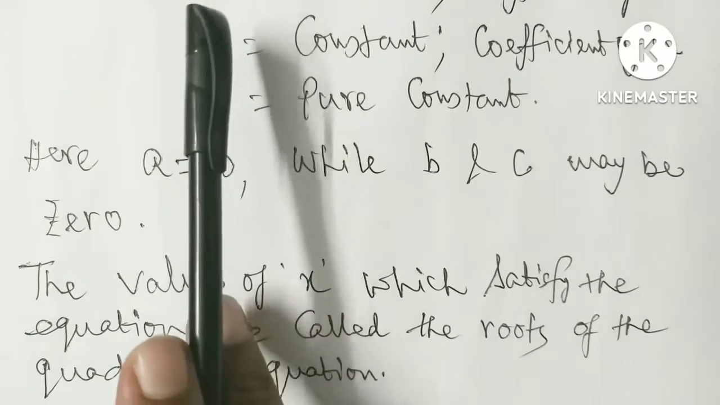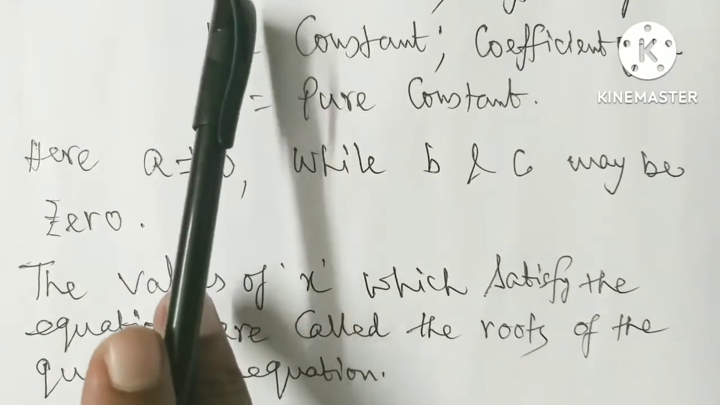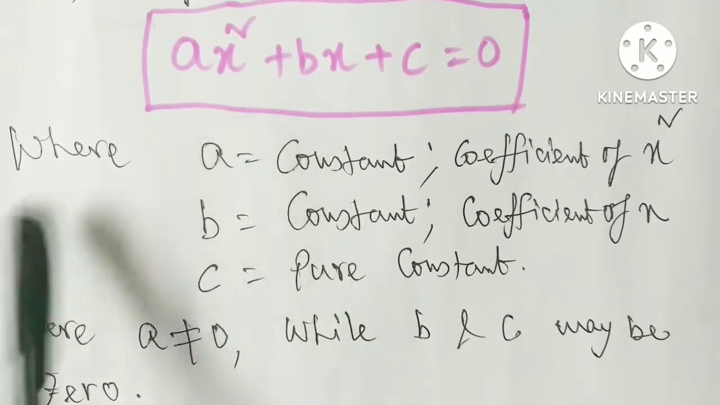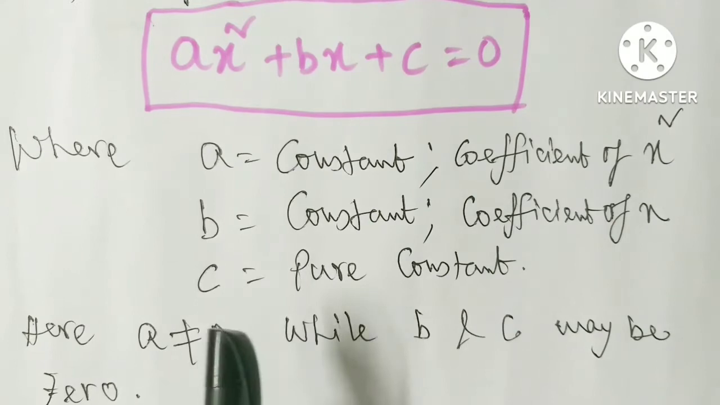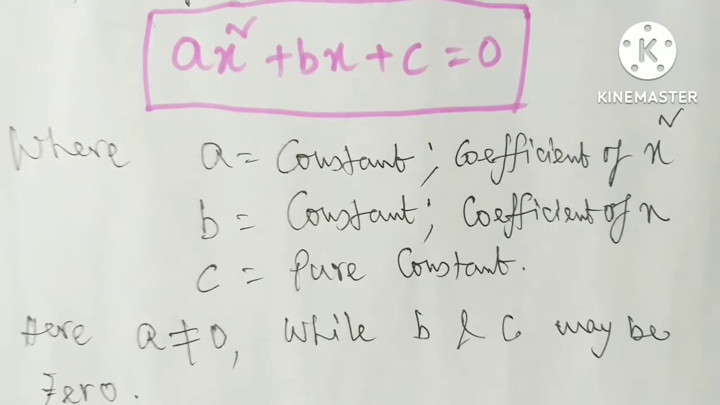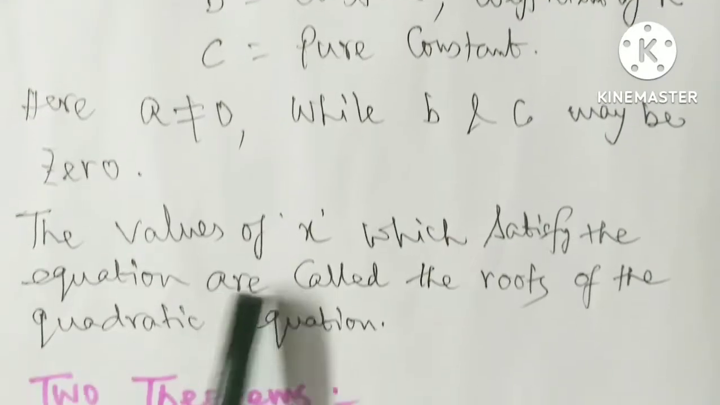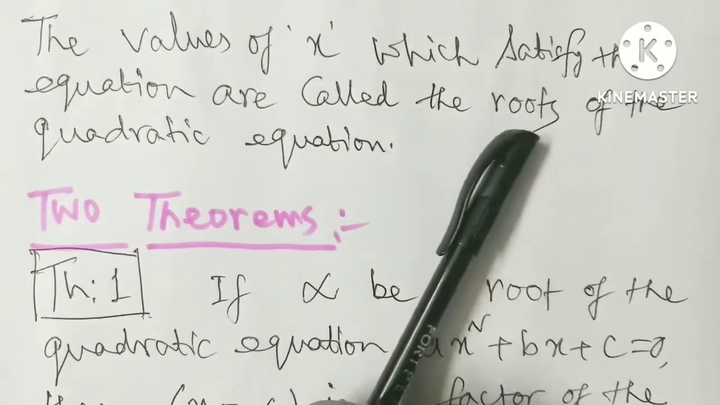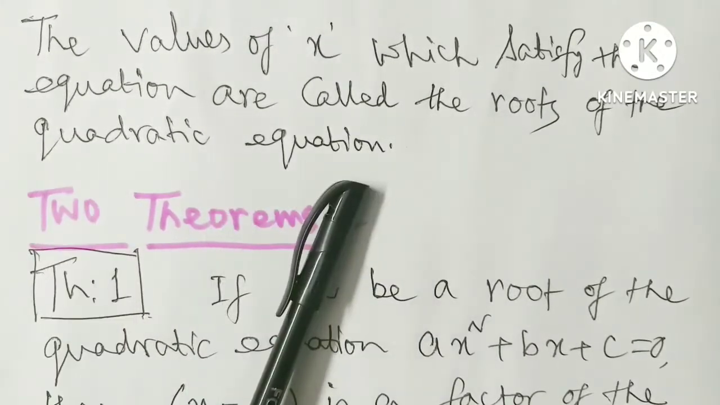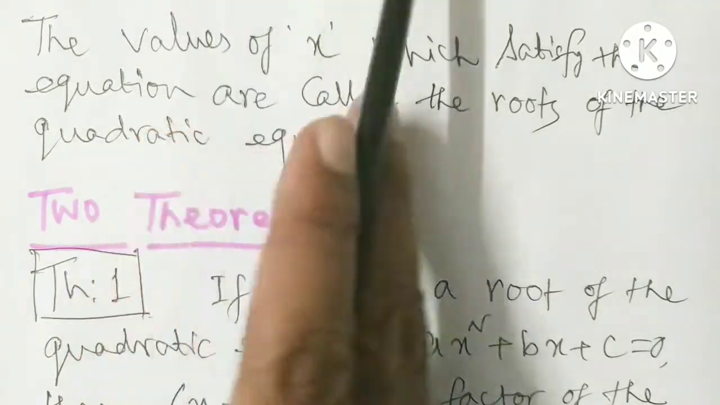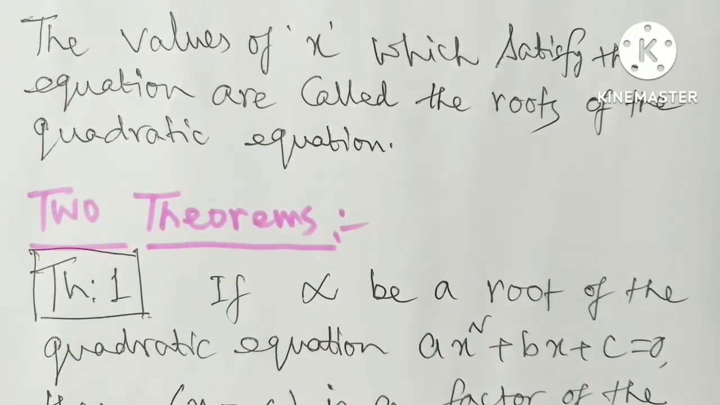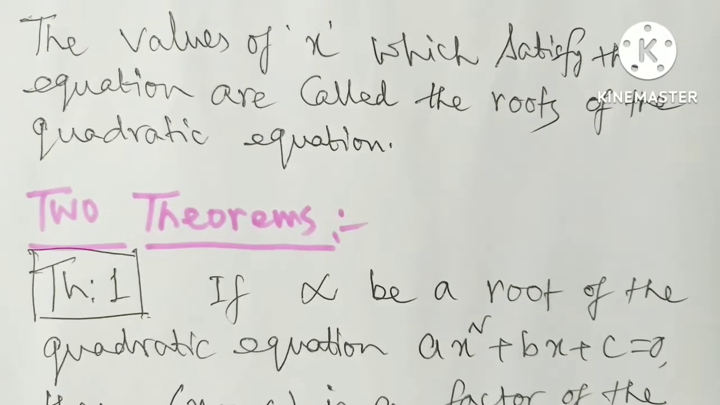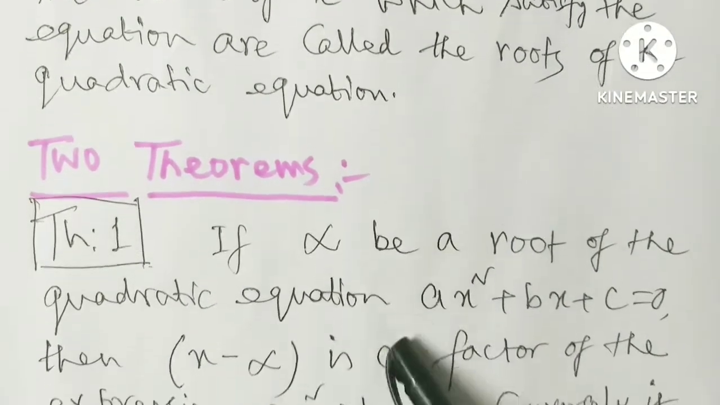If a becomes 0, then it is not a quadratic equation because ax² will vanish. Now a not equal to 0 is the prime conception here. The values of x which satisfy the equation are called the roots of the quadratic equation. Suppose we solve this type of quadratic equation and we get different values of x, and these values are the roots of the quadratic equation.